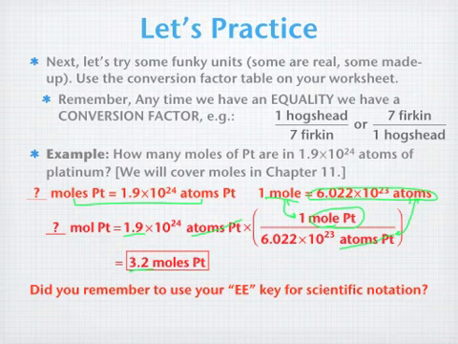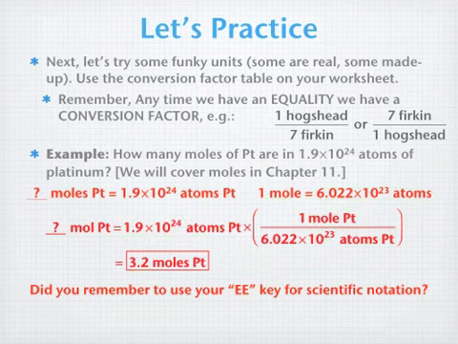Two significant figures here because there are two significant figures here. Did you remember to use your EE key for scientific notation? If you obtained a value of 3.2 times 10 to the 46th, this is something you're going to watch out for a lot. Then you probably did not use your scientific notation key. Remember, if you're taking a number of 10 to the 24th and you're dividing by 10 to the 23rd, the exponents subtract when you divide. So you should get something much, much less than 10 to the 46th.